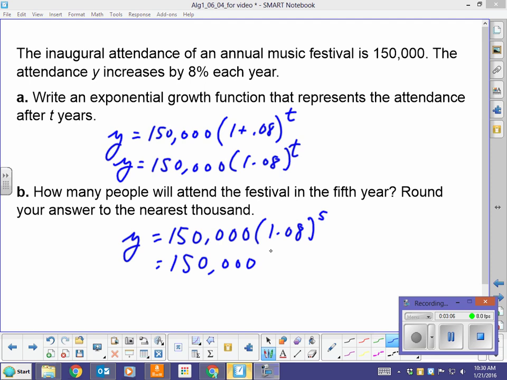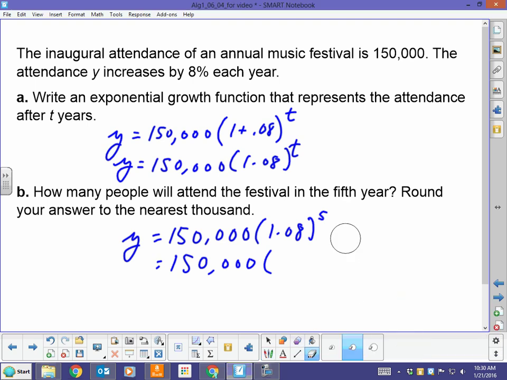And 1.08 to the, oops, I'm going to do a correction here. This should be a 4. I'll explain why. Because the first year is year 0. So if the first year is year 0, this will be a 1, so it doesn't change anything, then the 5th year is actually a 4 in our exponent here. Okay, so 1.08 to the 4th power.